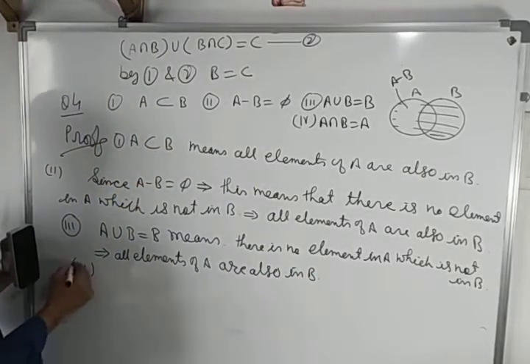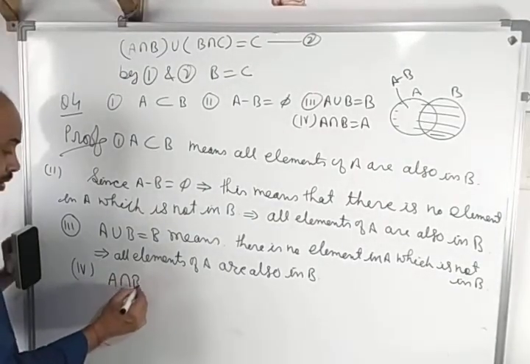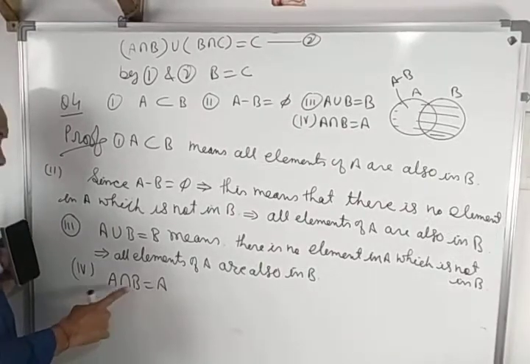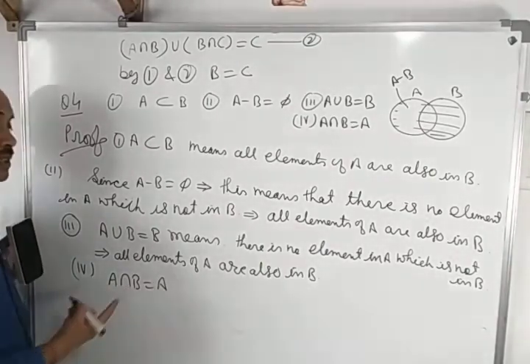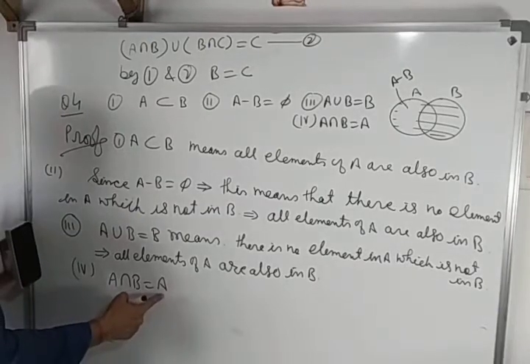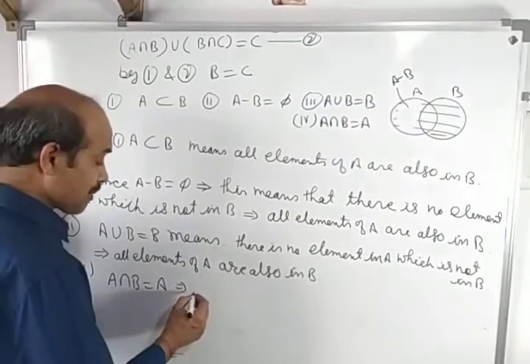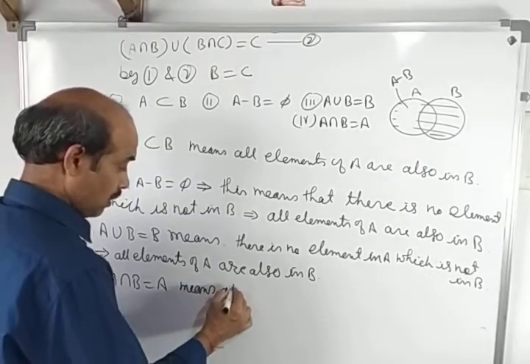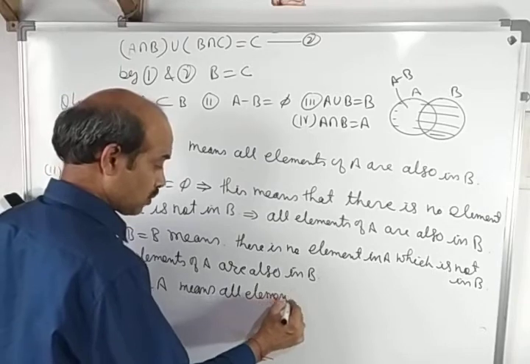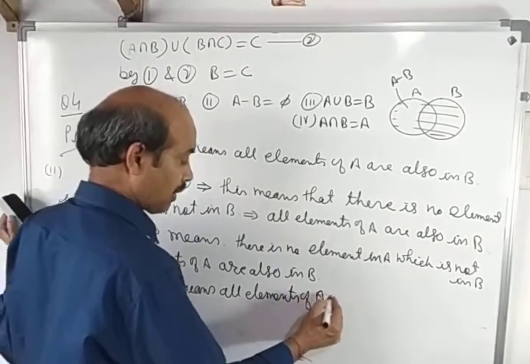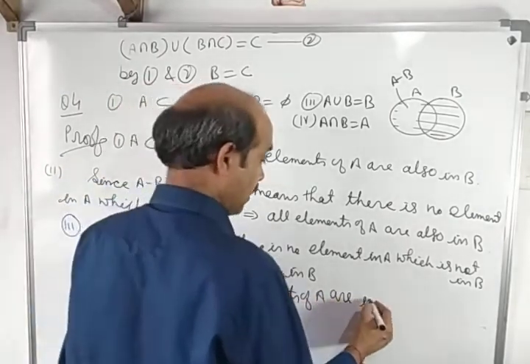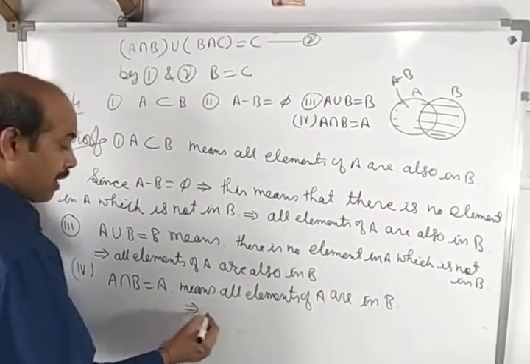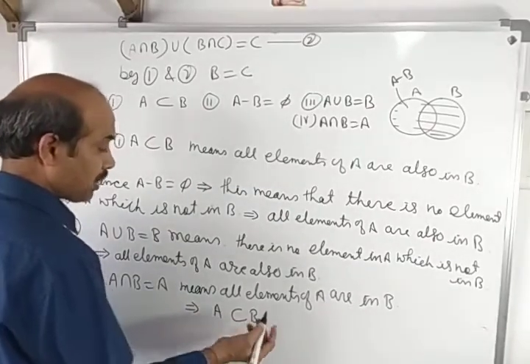Now for A intersection B is A, means all the elements of A are common with B. Intersection is A. This means that all elements of A are in B. This means that A is subset of B.